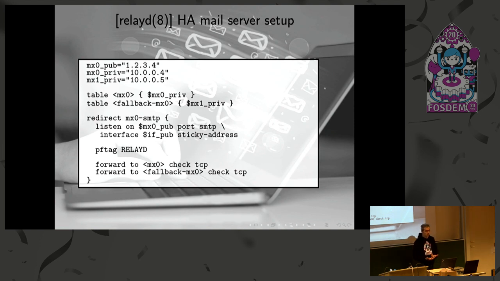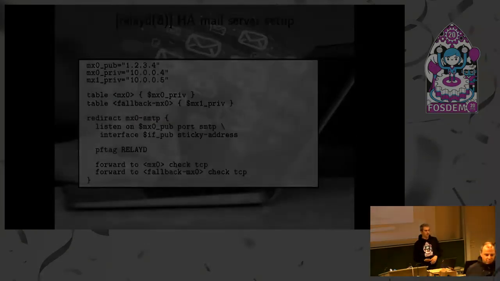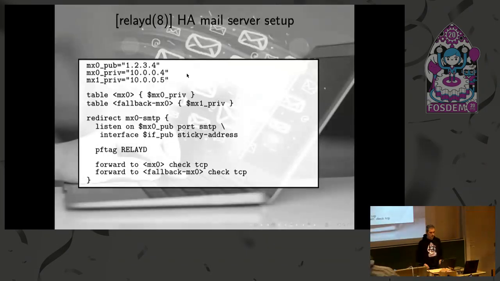There should be some improvements there in the future, because we would like to check not only the TCP connection, but also the average queue of emails and some other things. We're looking into some SNMP integration to have more information from our MX servers to detect which server to move the traffic to.